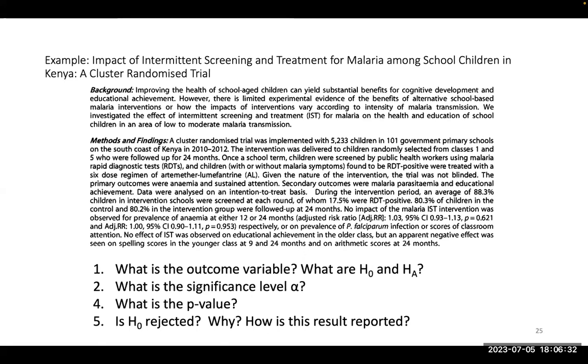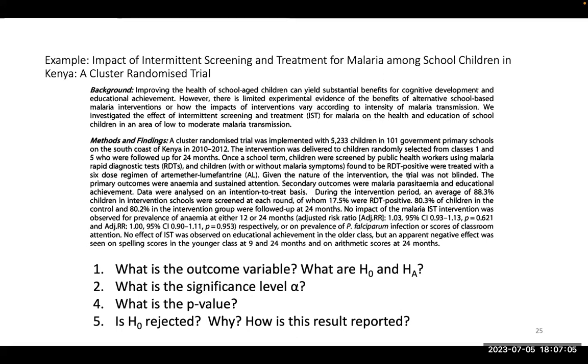What is the p-value? The p-value is stated here at 0.621. So there's a 62.1% chance that this observation, this slight little difference of 1.03, which is a little greater than 1, is basically just random chance that you have seen based on your sampling. Is H0 rejected? It's not. Why? Because the p-value is greater than 5%.